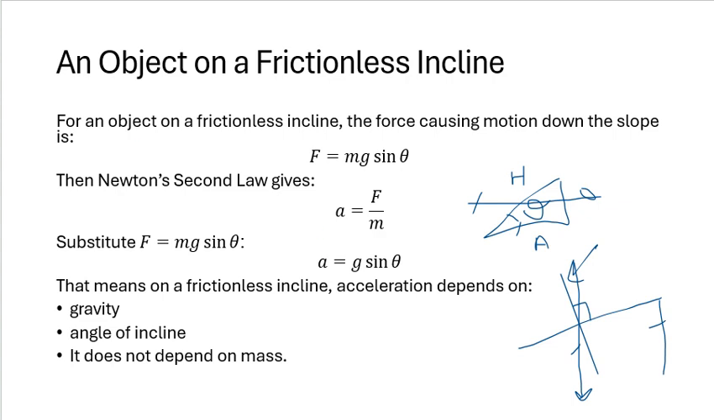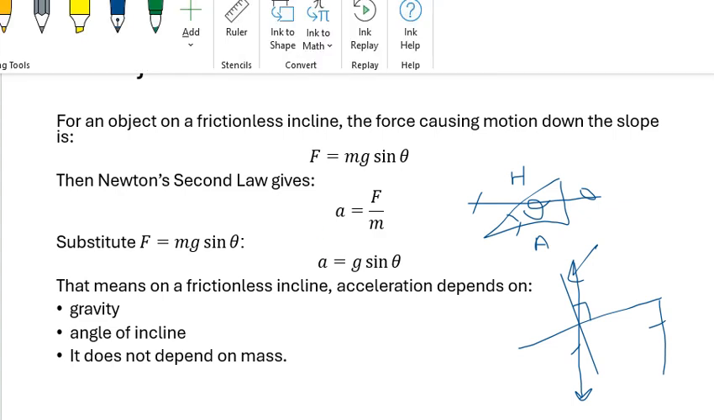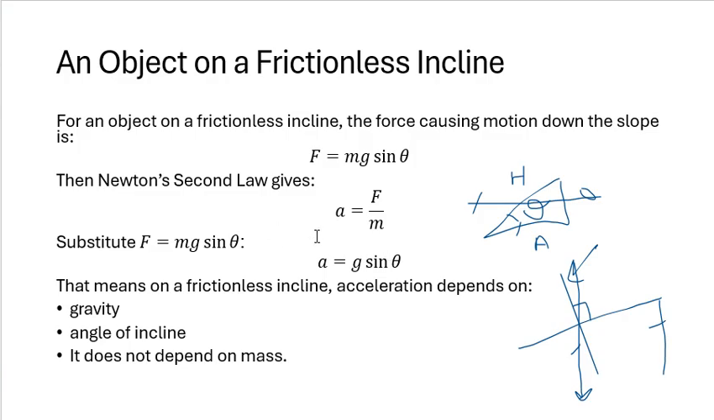Anyway, your acceleration, and of course Newton's second law, A equals F divided by M. And then your A, again the same thing, we're concentrating on the vertical, so it's always g sine theta. That means on a frictionless incline, we don't care about the friction, so one less work to do. Your acceleration depends on gravity and the angle of incline, and does not depend on your mass.